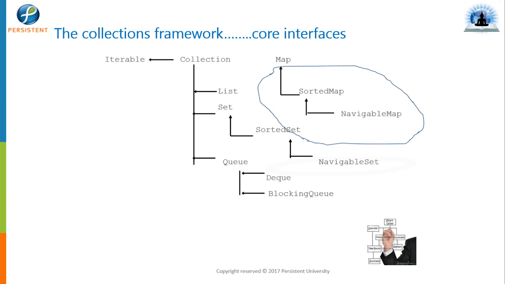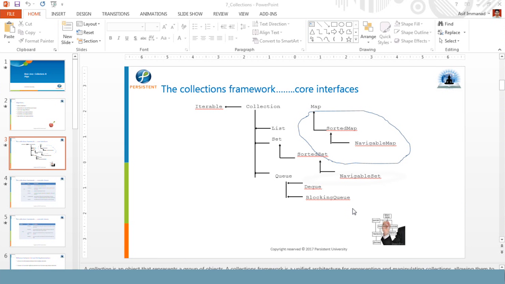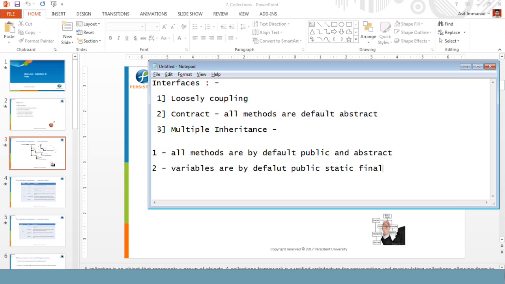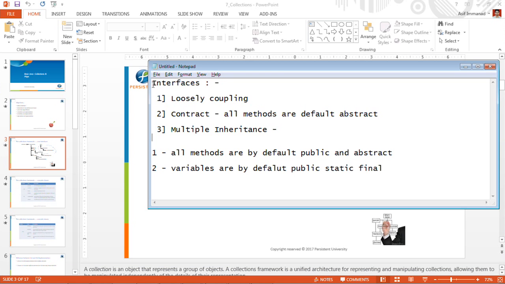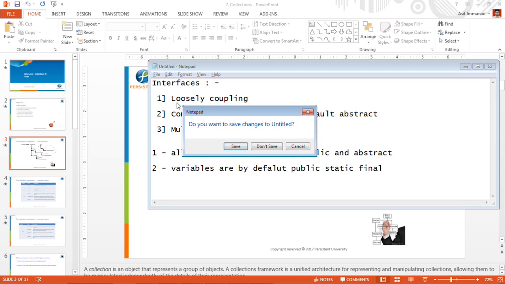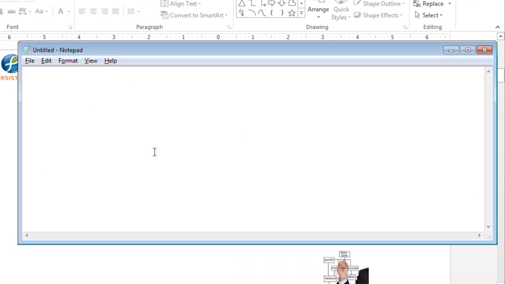So let us understand the difference between list, set and queue first. List is mainly used for duplicates. So let me note it down so that it becomes very easy to differentiate. I will open Notepad again and create a new one, to differentiate between list, set and queue.